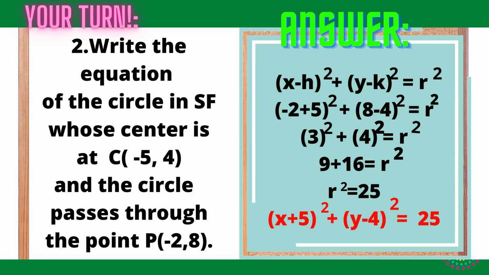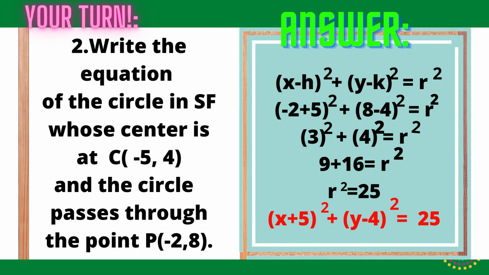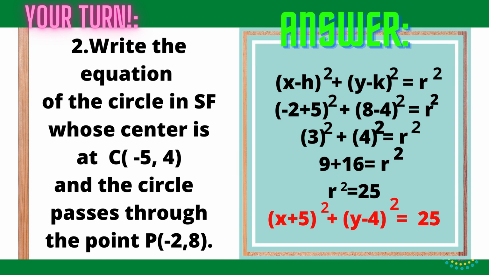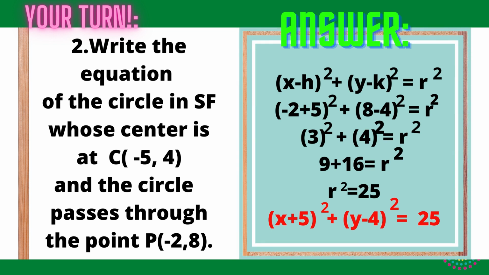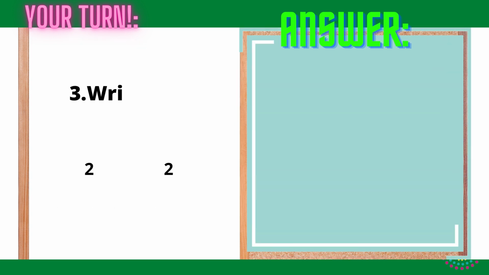So in the equation, we need to replace -5 for h and positive 4 for k. So the equation now is (x + 5)² + (y - 4)² = 25. Okay, is your answer correct? Let us now proceed to the last question.